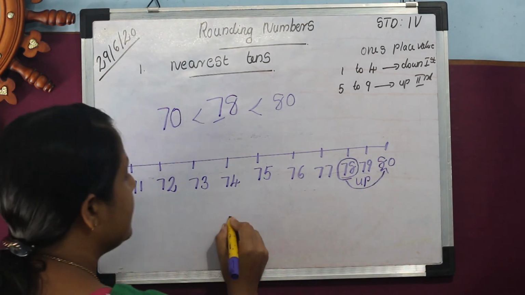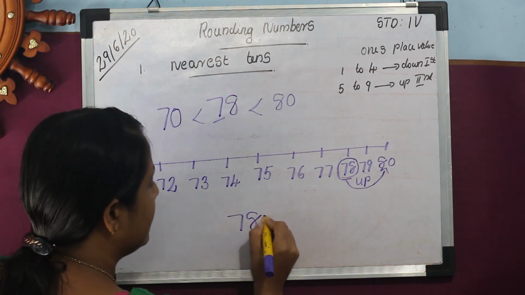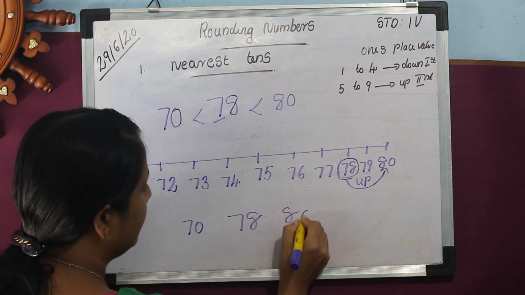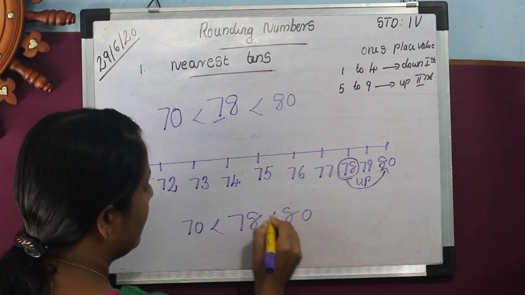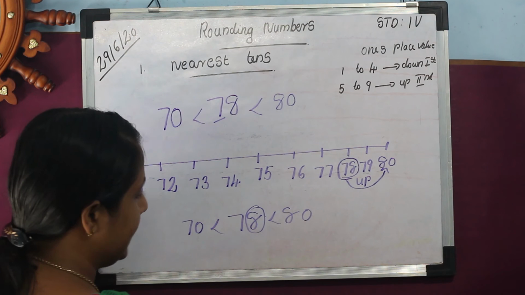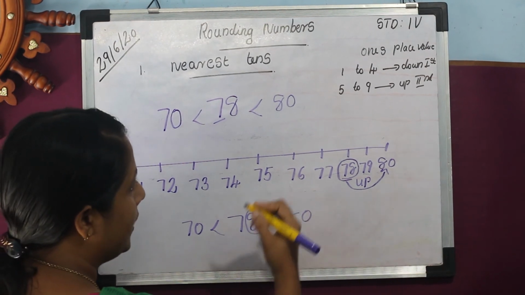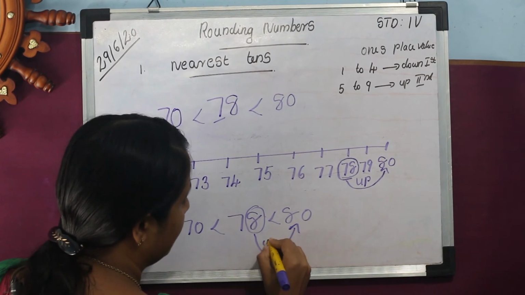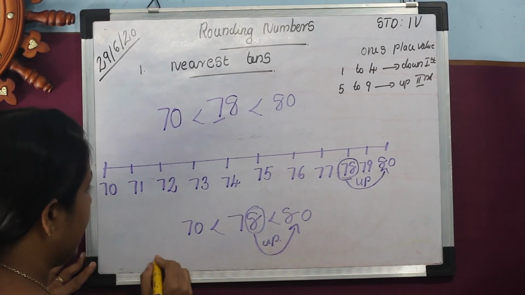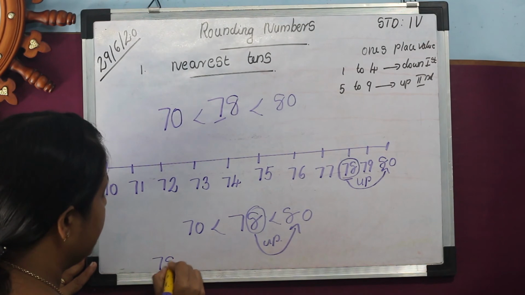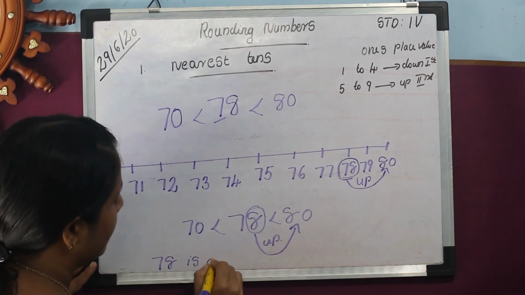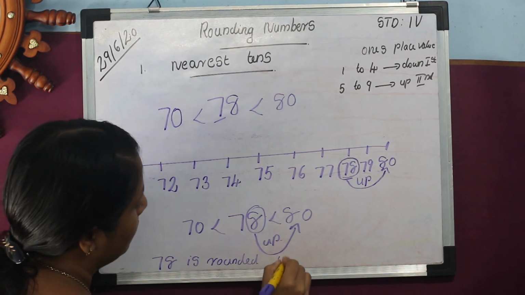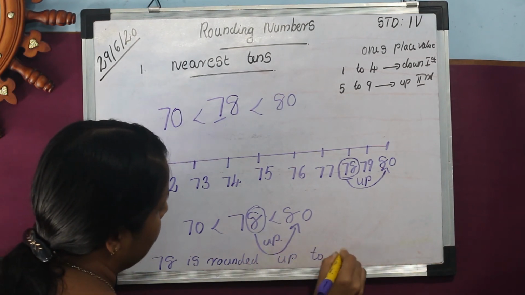Then we write that 78 lies between 70 and 80. Then take the ones place value, that is 8. So 8 belongs to the 5 to 9 category. So it is rounded up to the number 80. So we write 78 is rounded up to 80.